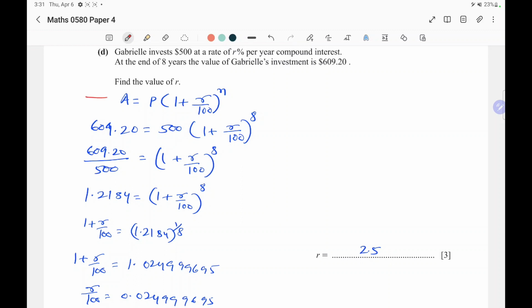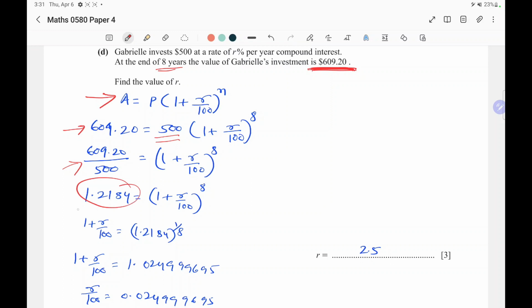Okay, so let's start by this formula. That's A equals P times 1 plus R over 100 to the power n. And see, at the end of 8 years, value of Jibril's investment. So this is amount, right? This amount is already given to us. So just put over here instead of A, and P is the principal, that's the initial investment, that's 500, and 1 plus R over 100 to the power n, that means time. So that is 8 years. Now just divide by 500 both sides to get left term, this term, 609.20 over 500. 1 plus R over 100 to the power 8, just calculate, you will get that.